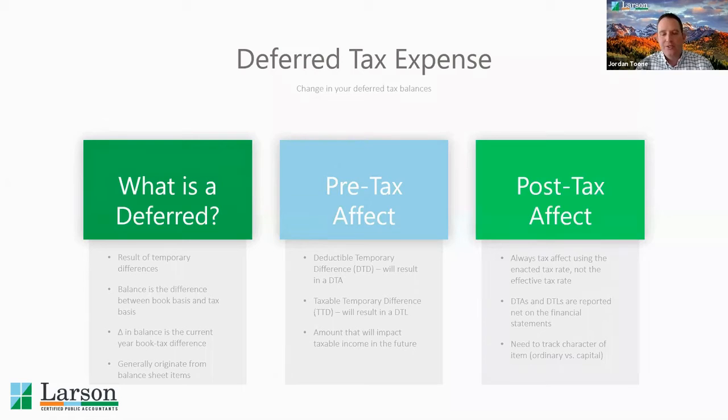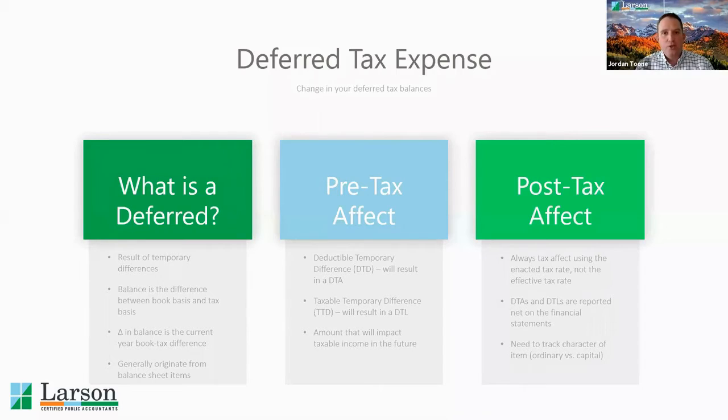You'll hear me use the term deferred item. These are results of temporary differences. Any of these book tax differences that we've recognized make up our deferred. Essentially, they're deferred differences that will reverse in the future. And so the deferred tax expense is the change in these deferred items.